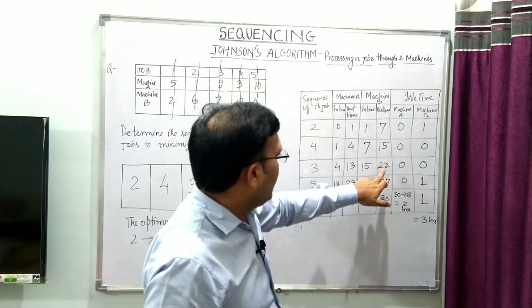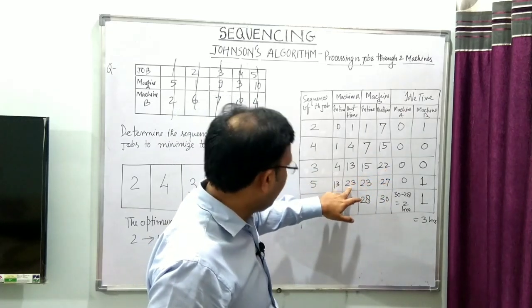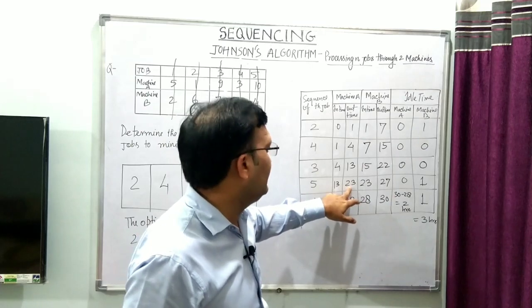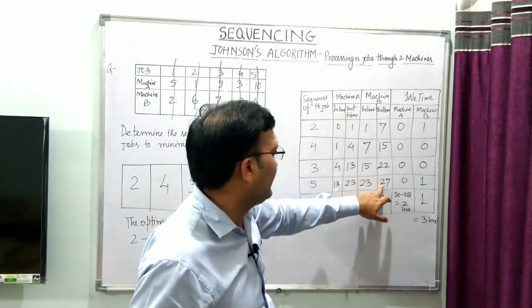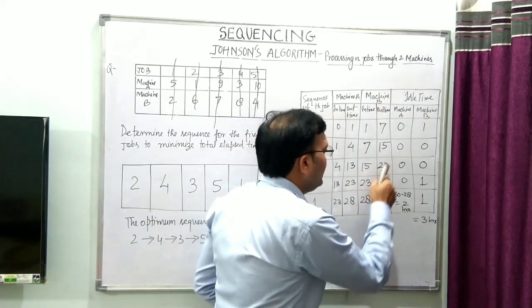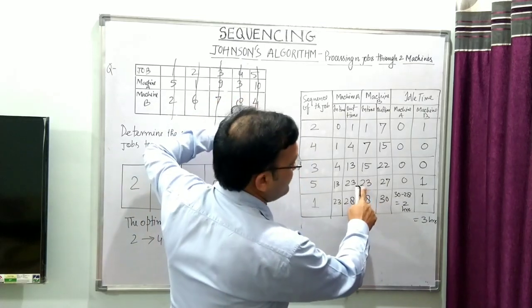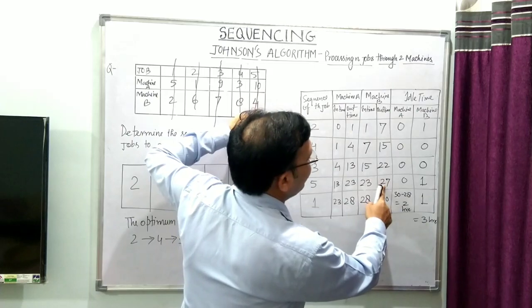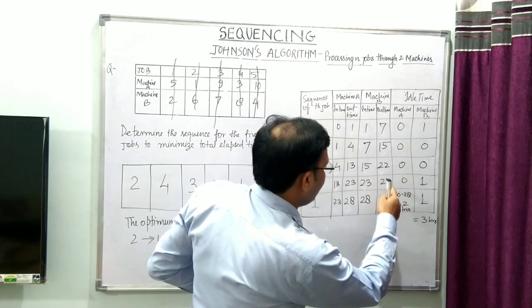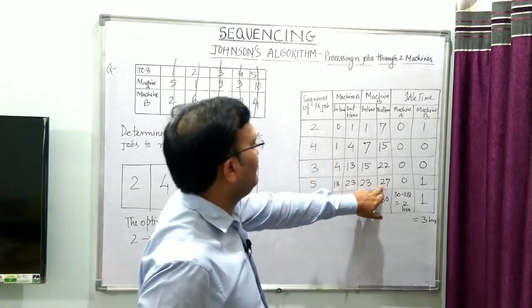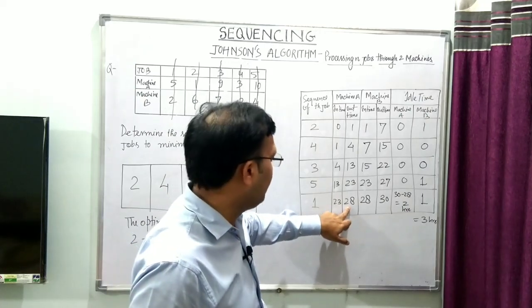But further see, at 22 it finished, but it cannot start at 22 because the product was still processing at machine A, right? So it shall be starting at 23. For 1 hour machine B will be idle, right? So it will be starting at 23, not at 22. So at 23 it started job 5 and it took 4 hours to complete. So it will be 27, and 1 hour it will be idle, right? And then at 27 it has finished, but it cannot start because machine A is still processing. It will finish by 28.